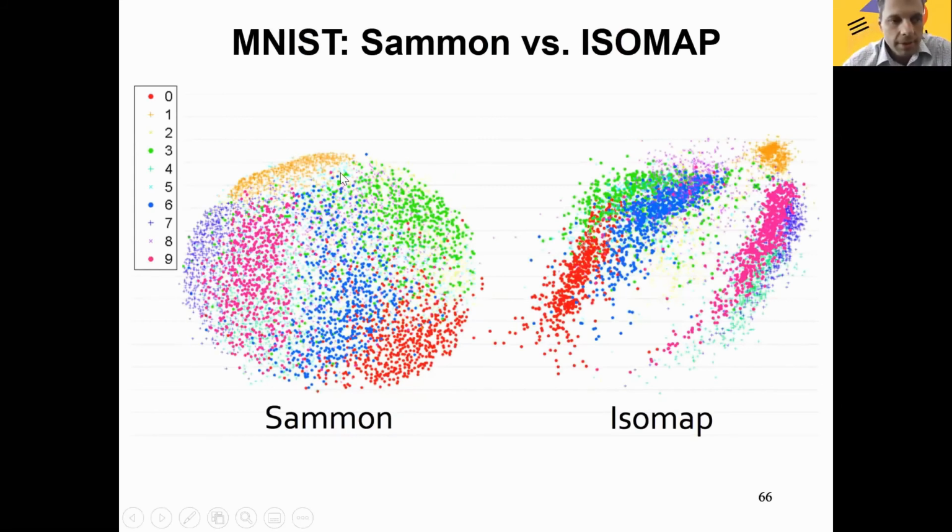So this is the result when we apply standard multidimensional scaling to MNIST data. You see that all classes of the MNIST data set are mixed. However, this is the result which we get when we apply ISOMAP to the MNIST data, and you see that classes are separated, which is very good.